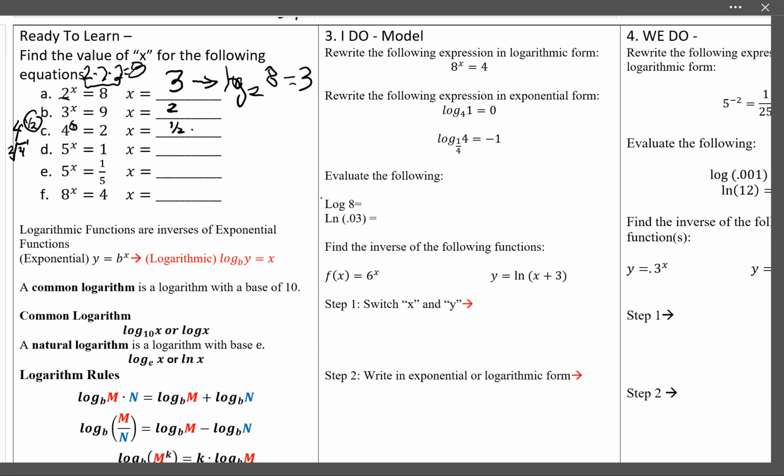Again, writing it in the logarithmic form, which will be new this class, the base is 4. So we'll start with the base, log base 4 of 2 equals 1/2. This is a 4 for the base.